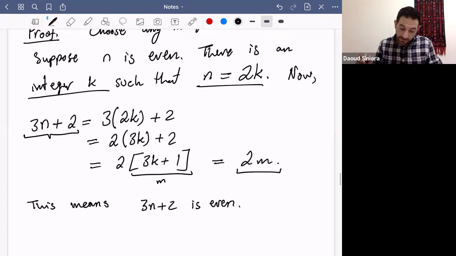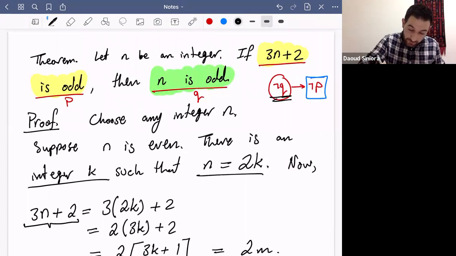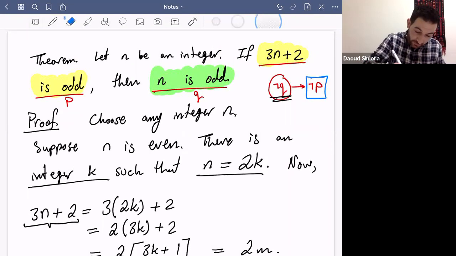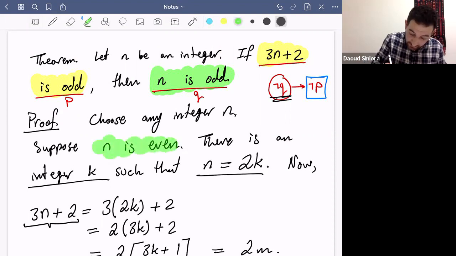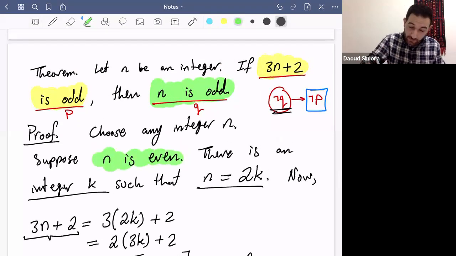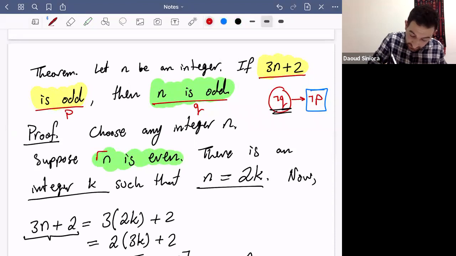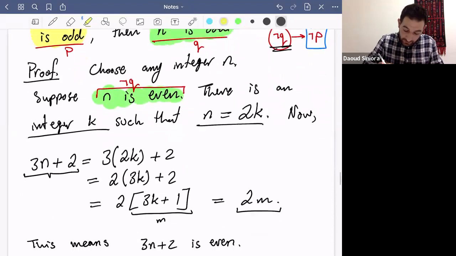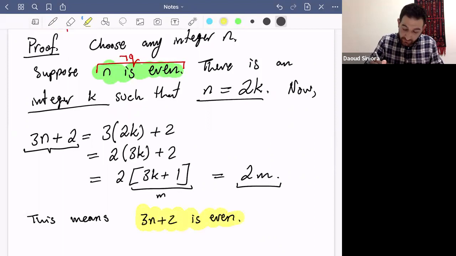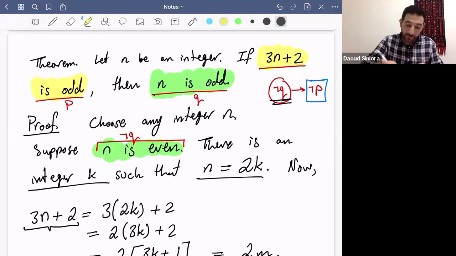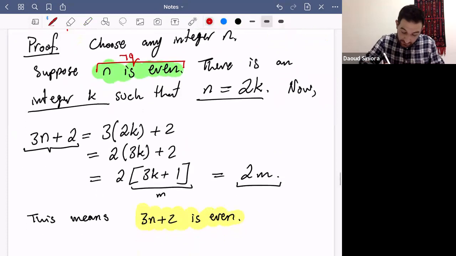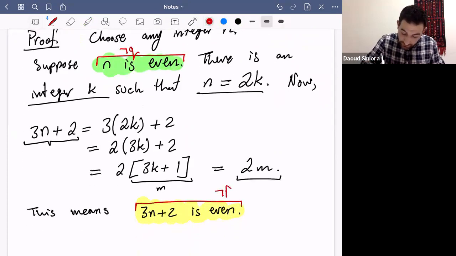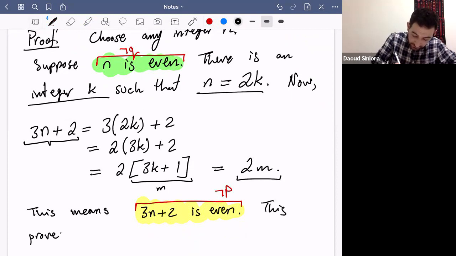So now what did we show? We assumed that n is even, but notice that n is even is not Q, right? This is not Q. And then we concluded that 3n plus 2 is even, but 3n plus 2 is even is not P. So we showed the contrapositive. This proves the contrapositive.